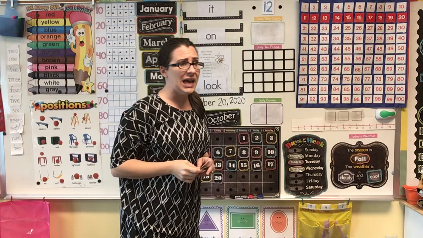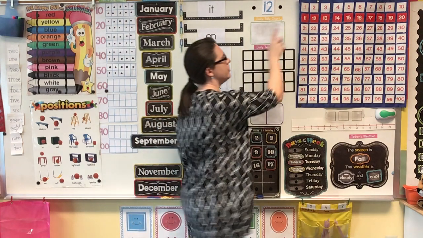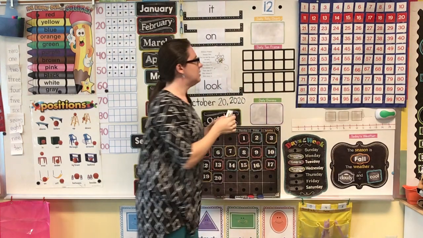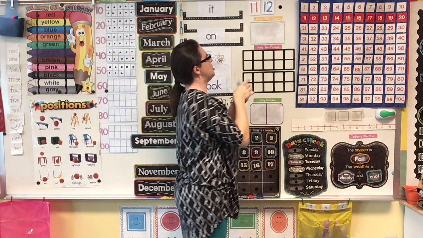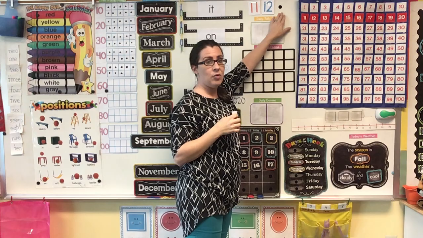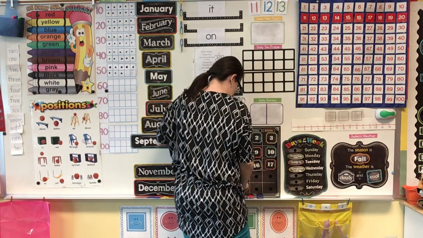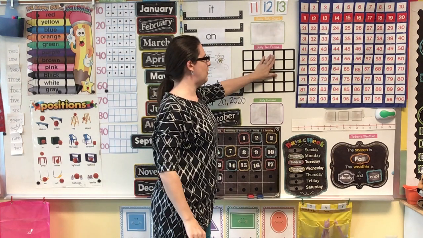Do you know what 1 less than 12 is? What number do you say right before you say 12? 11. So 1 less than 12 is 11. So we have 11, 12, and one more is 13. Okay, we need to show 12 a few different ways.